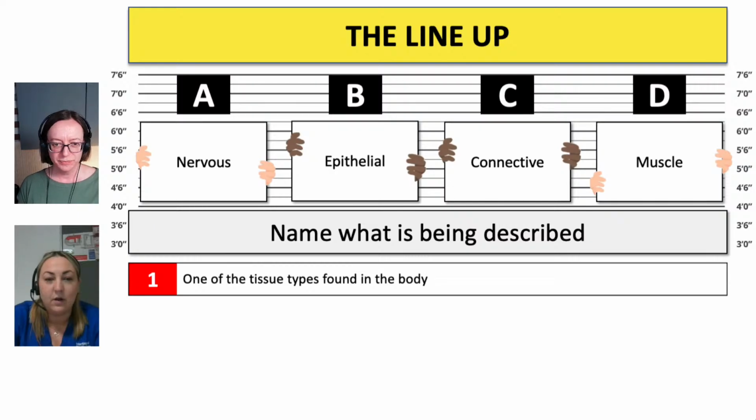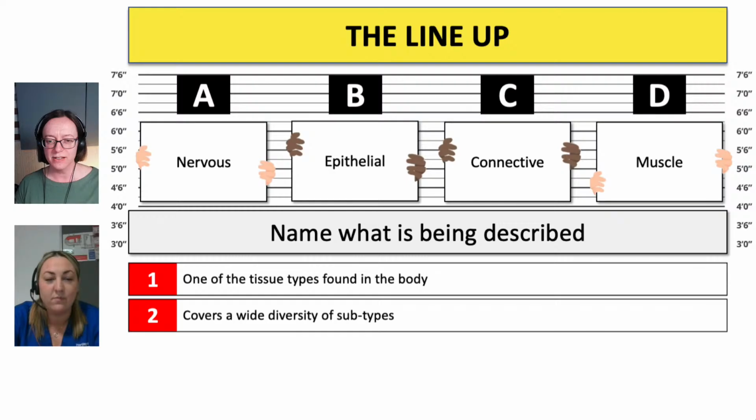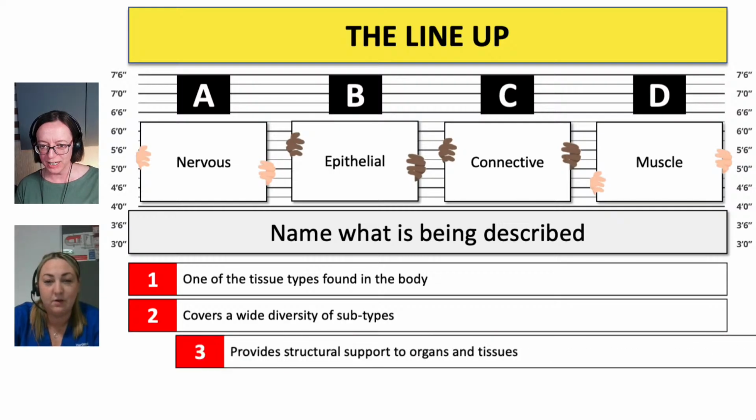Need some more. Well, we've got connective tissue. We've got epithelial. I think I need some more clues. Okay. So yeah, all of those are tissue types. So let's have a look at the second one. So also not necessarily that easy. Covers a wide diversity of subtypes. So this tissue type has lots of subtypes. Does that eliminate any for you, Charlotte? I think all of them have quite a lot of subtypes, don't they? Yeah. Okay, next clue.